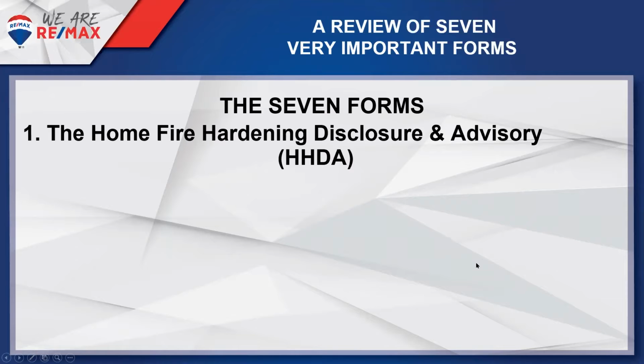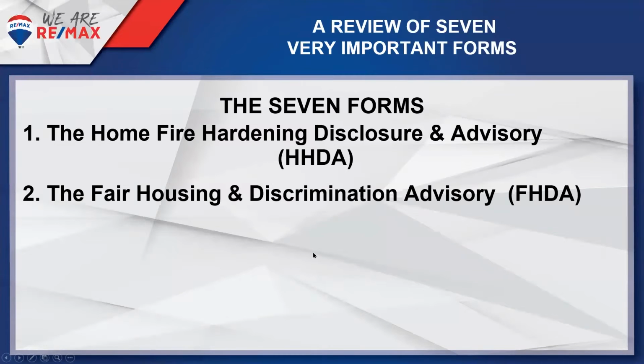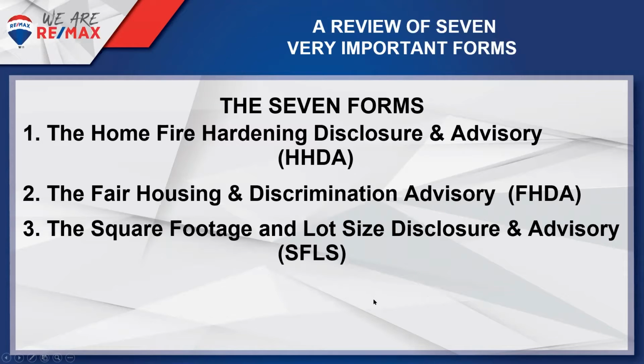So the seven forms we're going to talk about: the Home Fire Hardening Disclosure and Advisory. That's a new form, was in the December form release. We're going to talk about why that form was created and how to use it. The Fair Housing and Discrimination Advisory Form actually came out in October. CAR put it out right away when they felt like there was a need to address some fair housing issues. Review that a little bit with you as well.